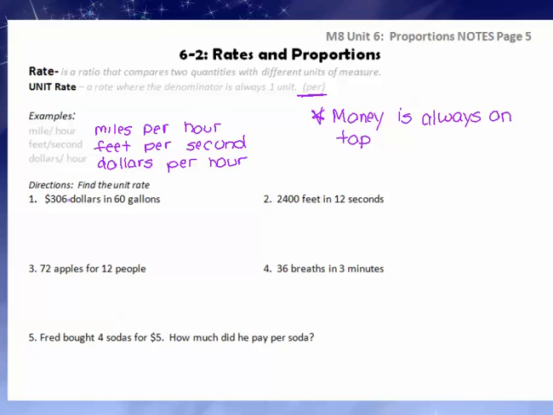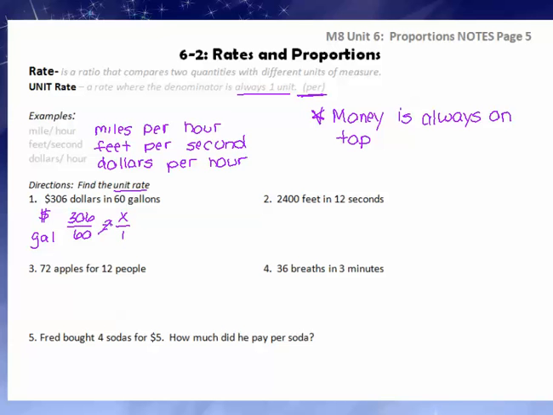So it says directions, find the unit rate. So if we look here, we're comparing dollars to gallons. So I'm going to put my little label like we did last class. Dollars to gallons. And it wants a unit rate. Remember, a unit rate has the denominator of 1. So I'm comparing dollars, so I have $306 to 60 gallons. And I want to know how much for 1 gallon, that denominator of 1.